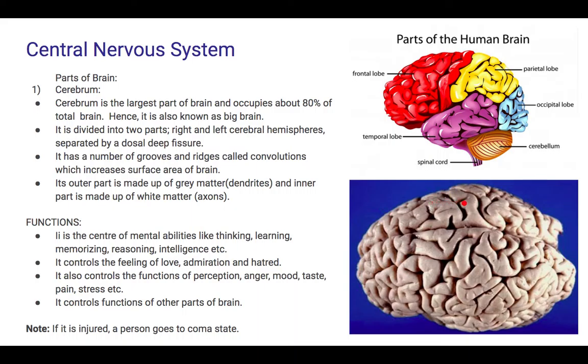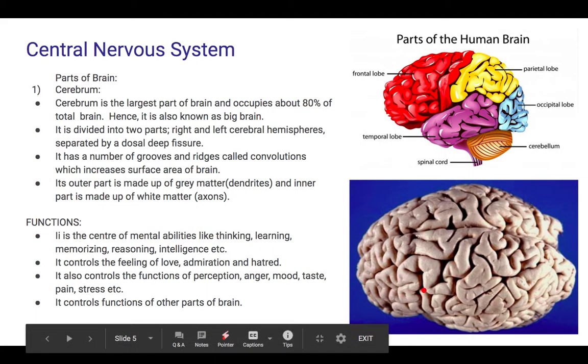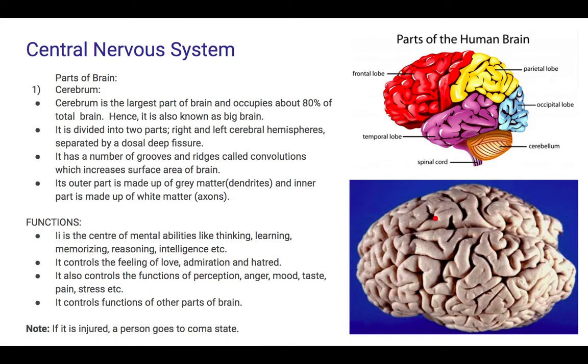And if you see here, then you can see large number of grooves and ridges, and this makes convolutions, and these convolutions help to increase the surface area of our brain. The outer part of this brain is gray matter, which is made up of dendrites that we'll discuss later. And the inner part of the brain, if you cut inside, then you will see a white part, and that is called white matter.